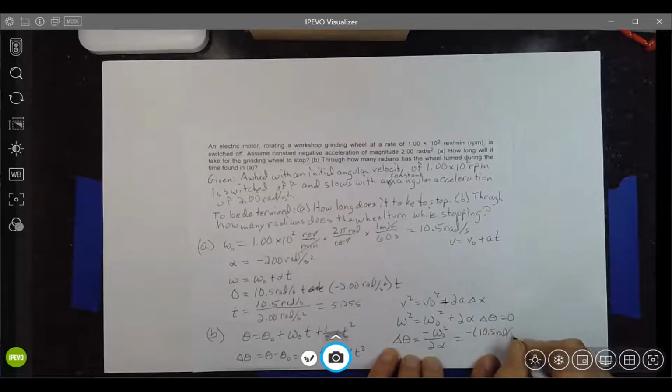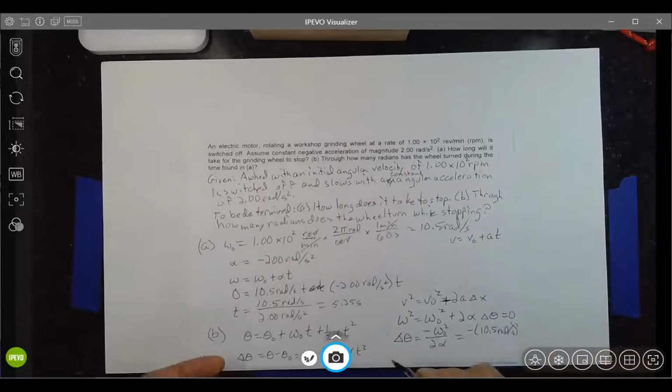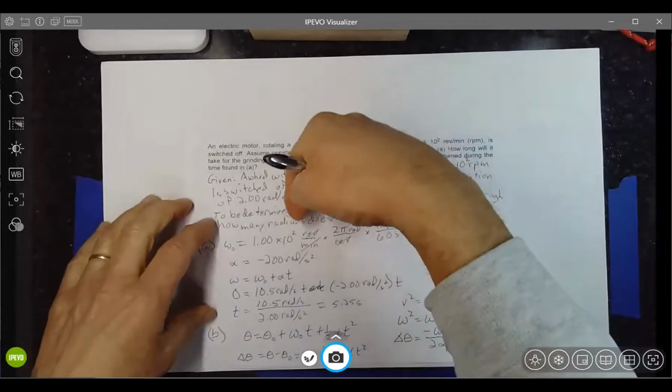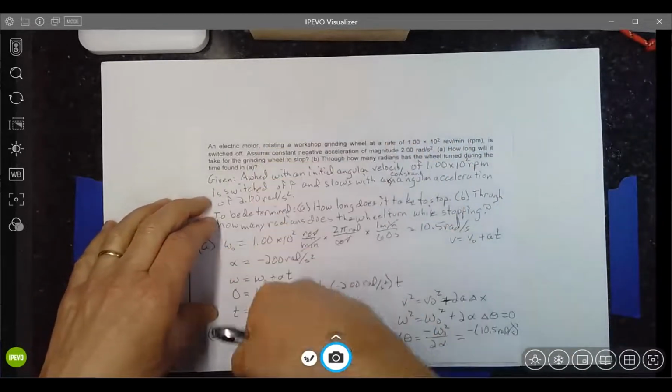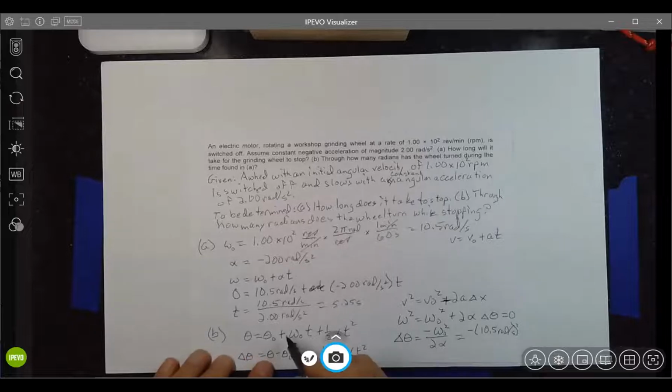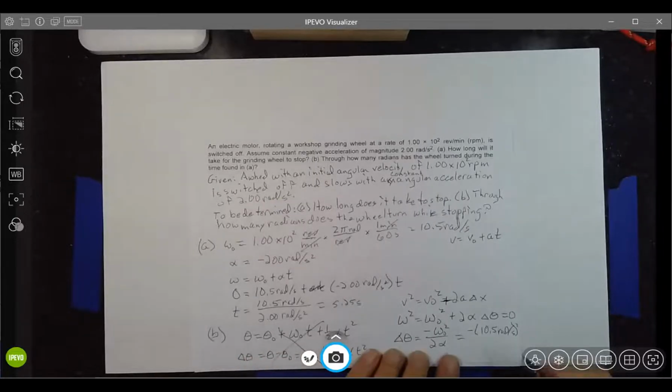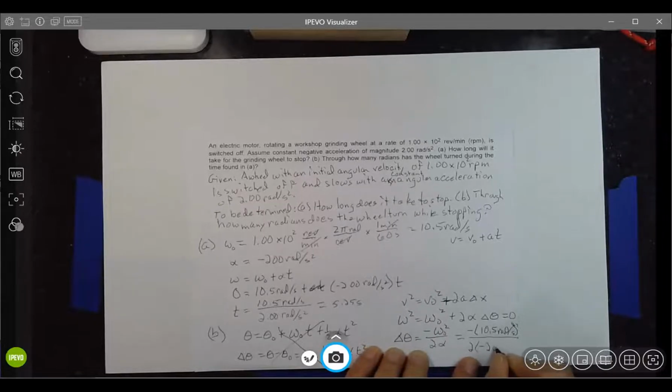Oh, by the way, I'm doing something that I don't want you to do, where I was working in columns here, but just have your solutions go linearly downward. Don't go popping over into columns, but I didn't use this anyway. So anyway, that thing squared, not very easy to see. And then 2 times minus 2.00 radians per second squared down there. And so then you'd just have delta theta equals whatever amount it is.